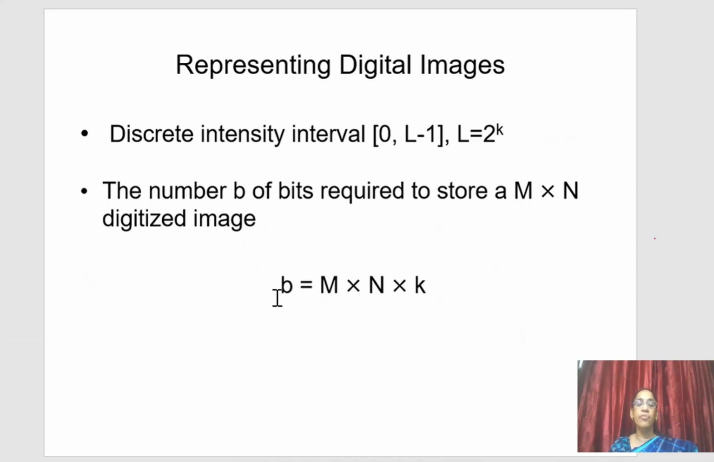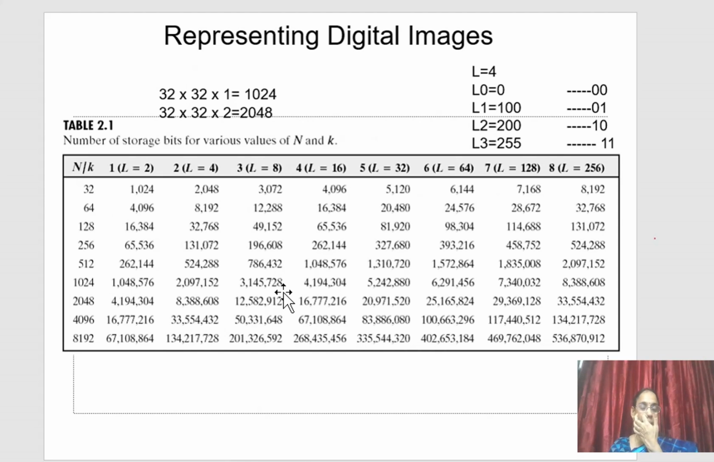So the total number of bits is width times height times the number of bits required to store each value. Here in this example, the row and column are both the same, that is width and height. So width is 32, height is 32, and the required bit is 1.